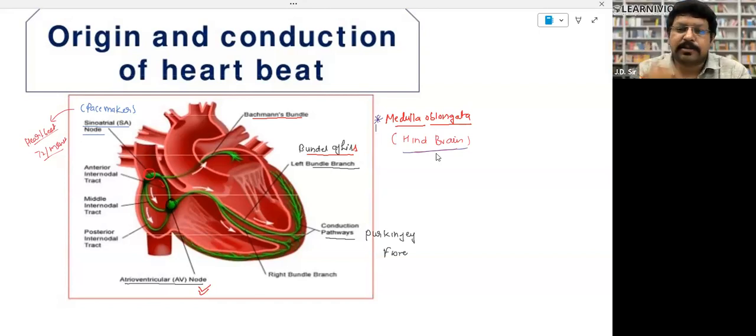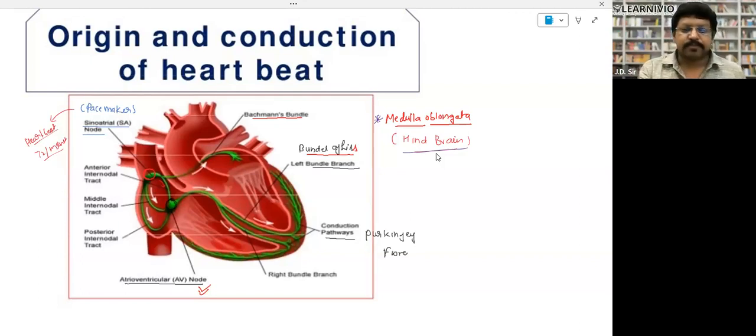Look, there is a knot-like structure that generates charge. This knot, this structure, you can see I have encircled it with the red color. This is called the SA node. The full form is sinoatrial node, right? This is also called the pacemaker. The charge generates from here. This pacemaker maintains the heartbeat 72 times per minute.